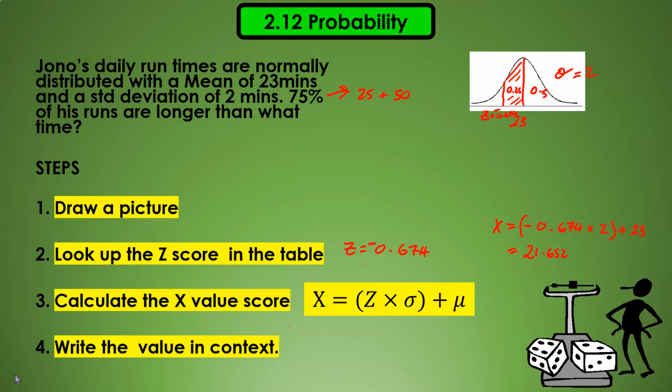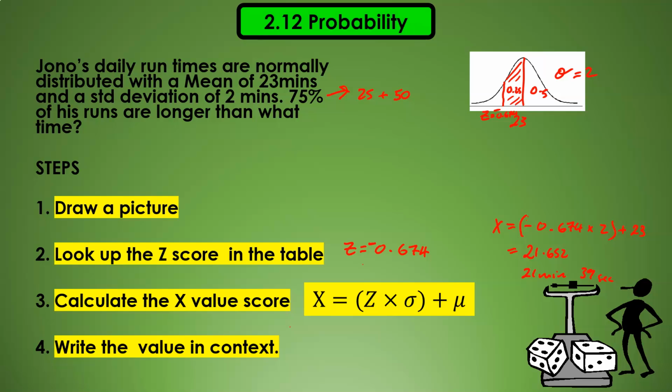Obviously the 652 is not in seconds, so we need to convert that. So 0.652 times 60 for 60 seconds gives us 39.12. So we're going to say it is 21 minutes and 39 seconds. In reality, it would be slightly more than 75% of his runs would be longer than that.